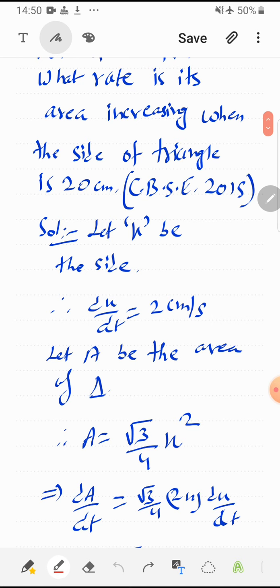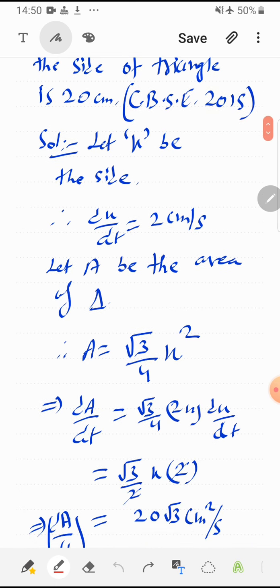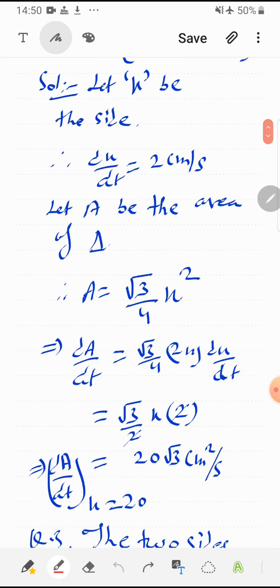Now let A be the area of the triangle. By mensuration, the area of a triangle is root 3 by 4 side square, or x square. Now differentiate: dA by dt is equal to root 3 by 4 into 2x into dx by dt. Very very important, chain rule. Put the value of dx by dt, which is 2. After cancellation it becomes root 3 x, and as x is equal to 20 is given, putting x as 20, the answer is 20 root 3. Very very important: the units are centimeter square per second, area upon time.